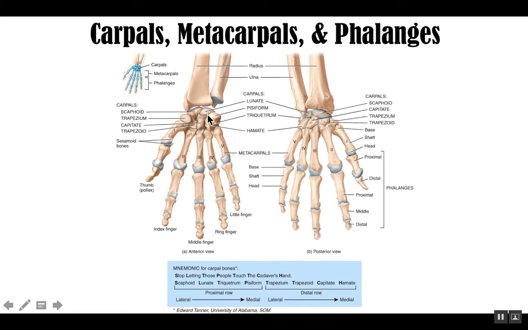The next one is hidden. It's known as the triquetrum, but you just see a little bit of it behind or underneath the pisiform. So that's the first 4 carpals. Scaphoid, lunate, triquetrum is under here, and then pisiform. There's that nice round pea-shaped carpal. That's the proximal row.